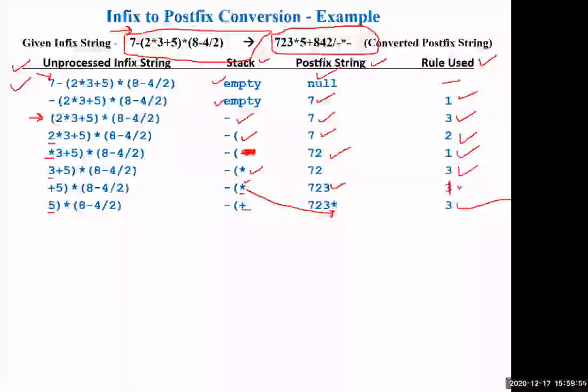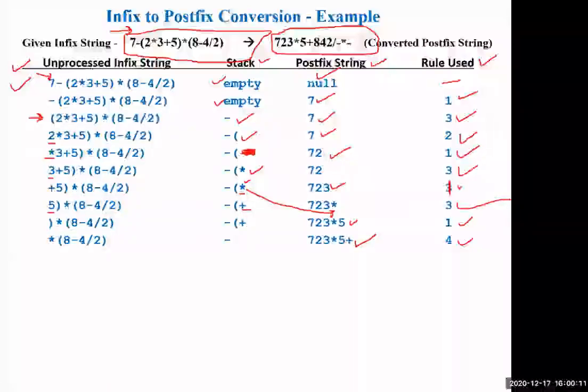So the operand is added to the end of the postfix string like this after this multiply, rule number 1 again. Then again, this closing bracket is encountered. So rule number 4 says that once the closing bracket is encountered, we have to pop the operators from the stack and add them to the end of the postfix string. So plus is popped out and added to the end of the postfix string until we find an opening bracket, and we also have to remove this opening bracket from the stack. That is the rule with the closing bracket in case of evaluation as per rule number 4.